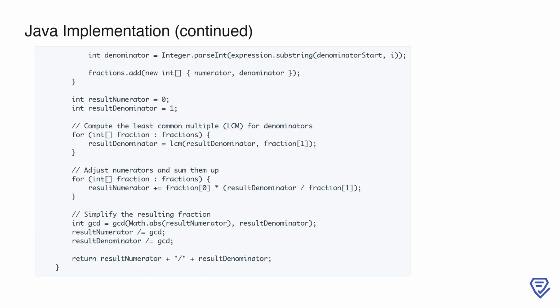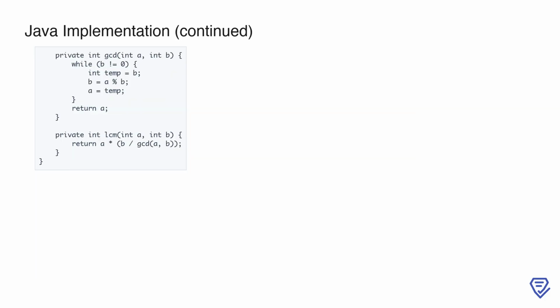Finally, we simplify the resulting fraction by calculating the greatest common divisor, or GCD, of the absolute value of the numerator and the denominator. We divide both by the GCD to reduce the fraction to its simplest form. The result is then formatted as a string and returned, combining the simplified numerator and denominator with a / in between. To support the operations in the main method, we define two helper functions, GCD and LCM.